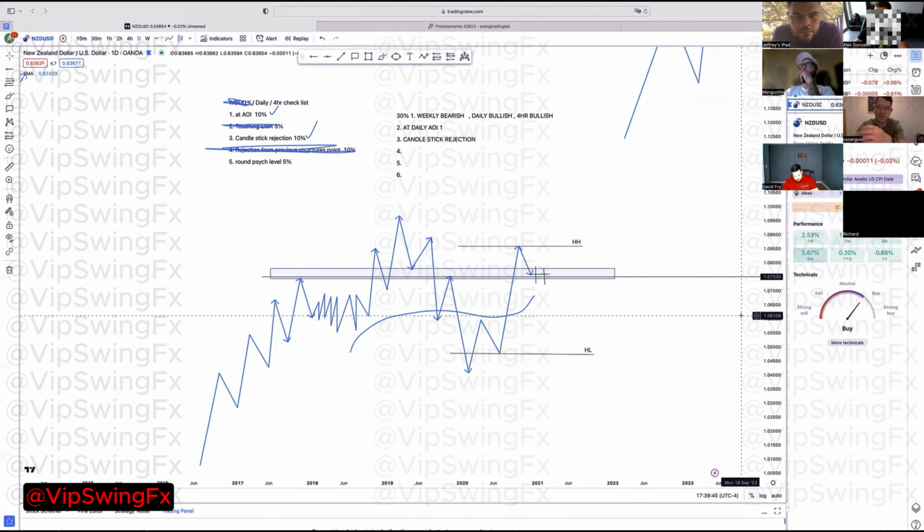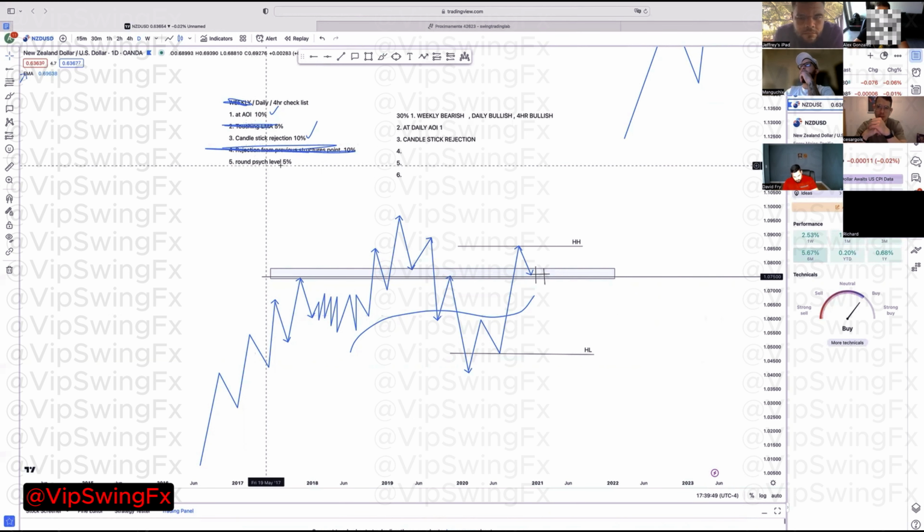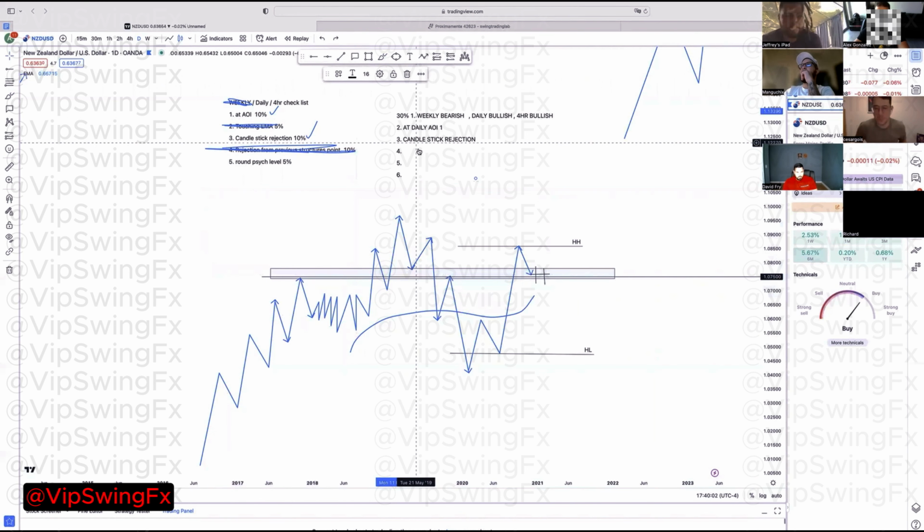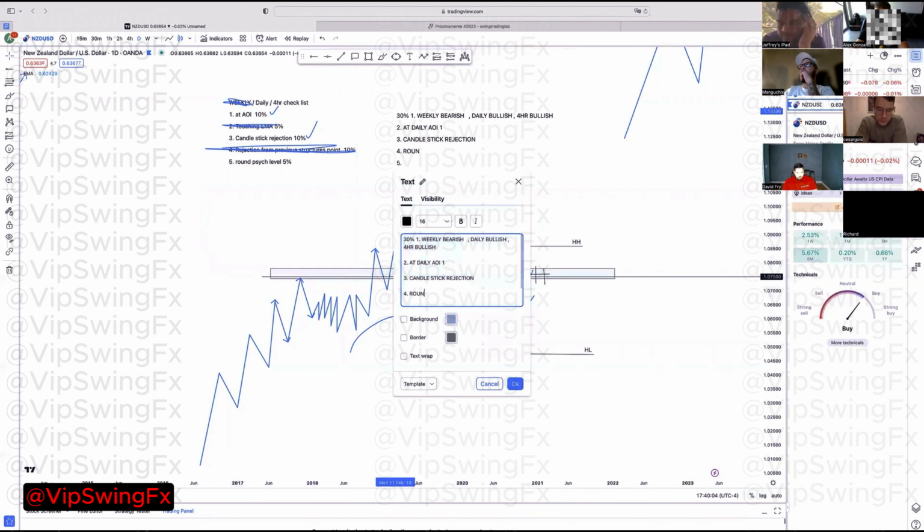You see how simple that is, right? The round psychological level is so easy. So do we have a round psychological level from this trade? Type 1 if yes, type 2 if no. Exactly. So right now we would have the round psych level.